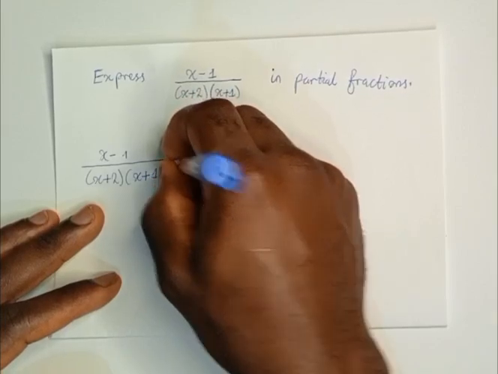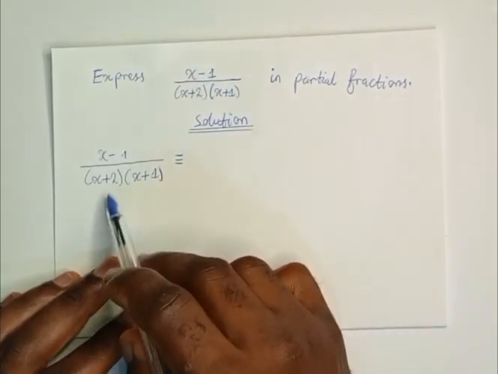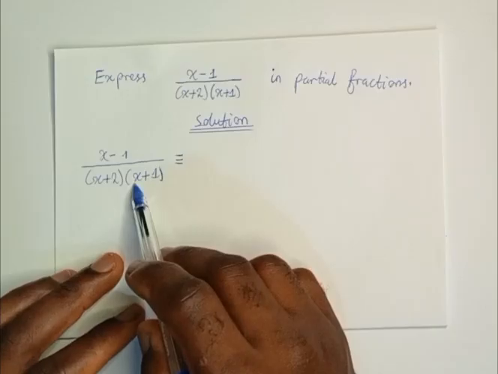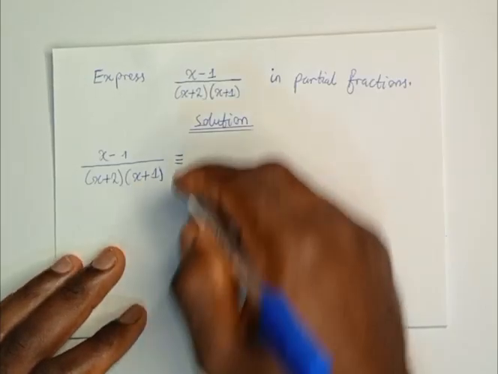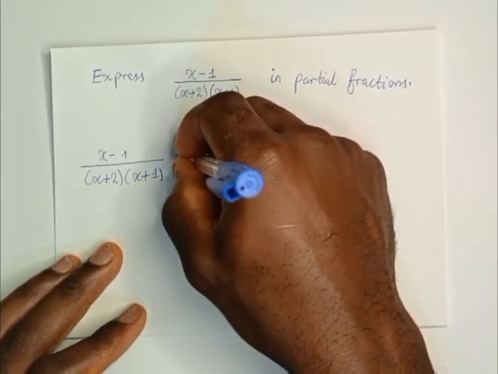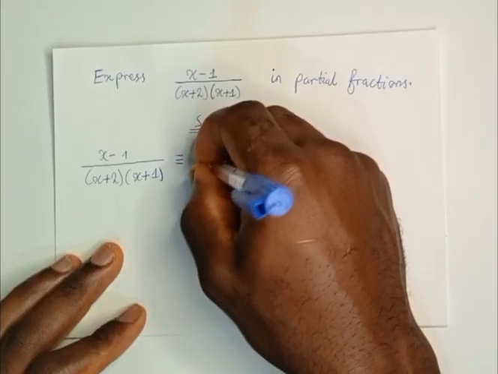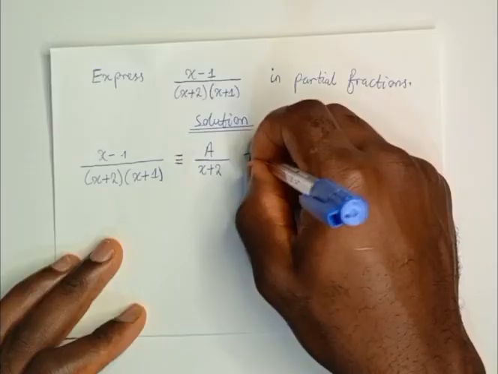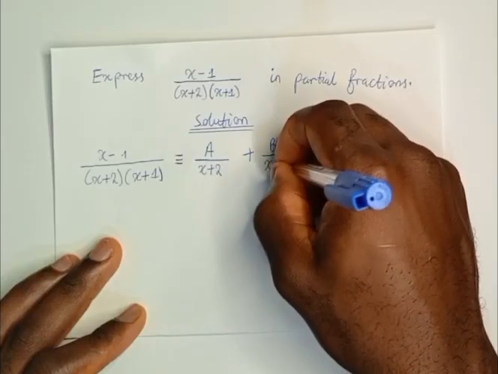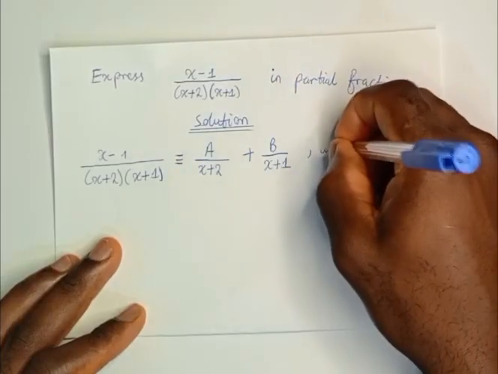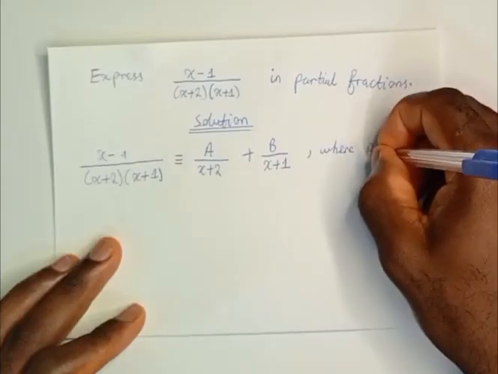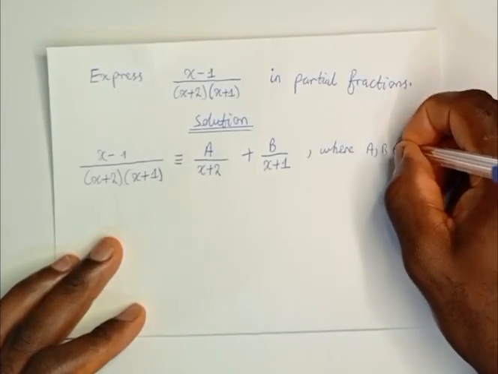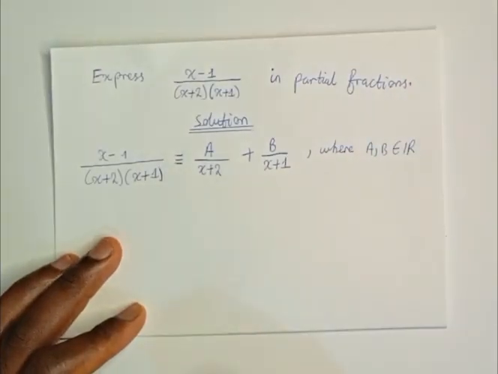This will be identical to... the denominator has two linear factors. We can express this as a all over (x plus 2) plus b all over (x plus 1), where a and b belong to the set of real numbers. Now we are to look for the constants a and b.